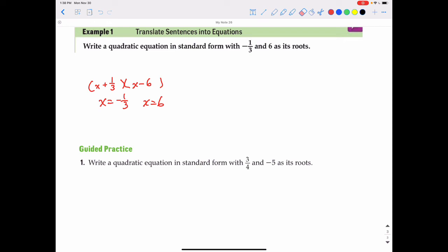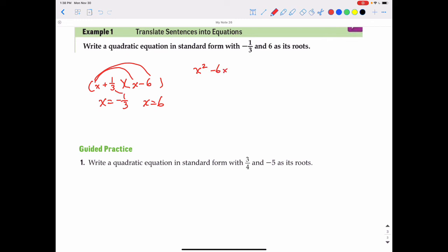If we write it in standard form, that means we need to multiply it out. So the step above that would have been the pre-factoring step, and you can get to the quadratic equation by doing double distribute. So I would take x times x, that would be x squared. I'm going to write that over here. And then x times negative 6 would be negative 6x.